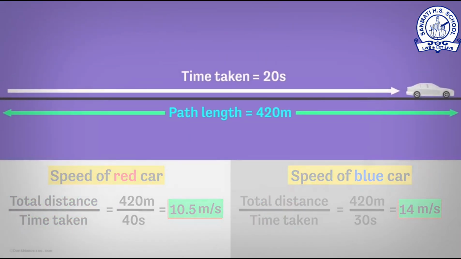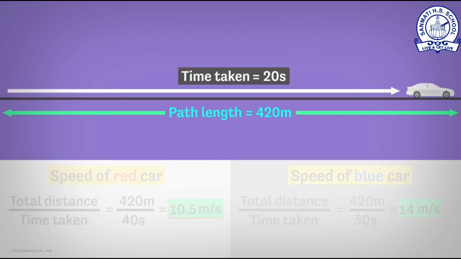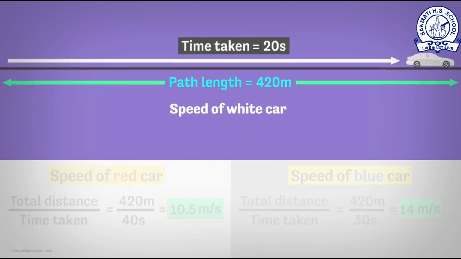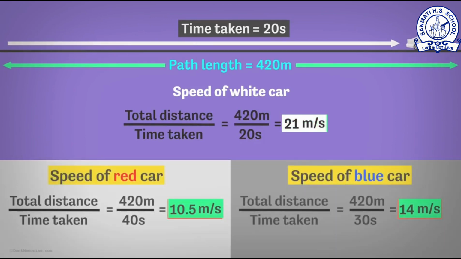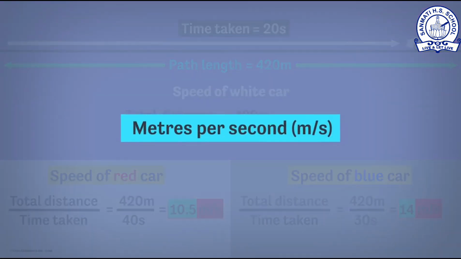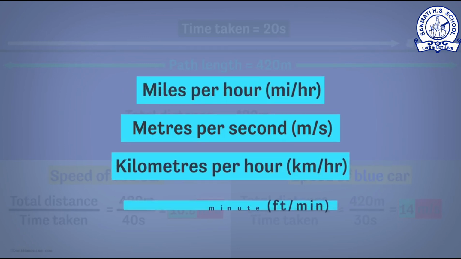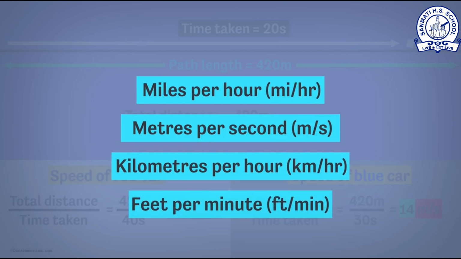Let's bring in a third car which covers the same distance in 20 seconds. So what is its speed then? The speed is 420 meters over 20 seconds, which will give us 21 meters per second. And you can see that this ratio is the greatest of all. Now I want you to look at the units. Meters per second is one of the units of speed. There are many such units of speed that you must be aware of. For example, kilometers per hour, miles per hour, feet per minute, and so on. We will discuss more about these units in our future videos.